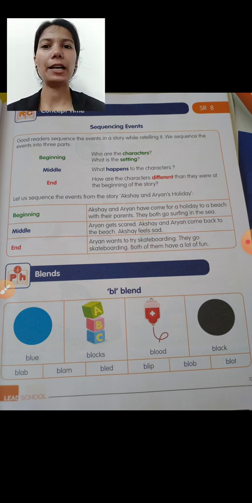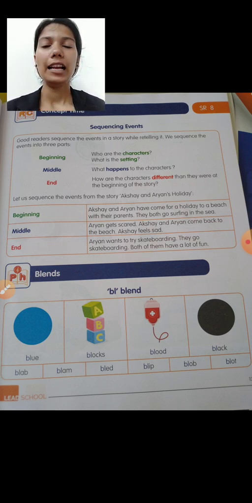The first part will be the beginning of the story. The second part will be the middle of the story. And the third part will be the ending of the story. So what happens in the beginning of the story? See what the characters are and what the setting is.